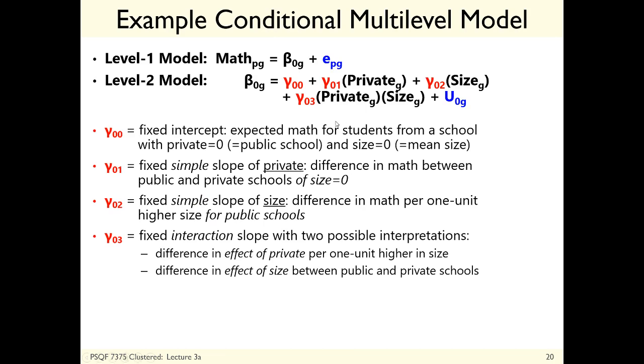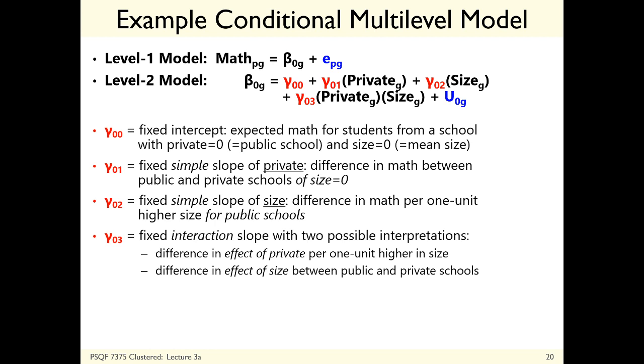So what would each of these things mean in this model? Well, gamma 00 would be my fixed intercept. As before, intercepts are conditional on the 0 values of all the predictors. So this would be expected math for a student from a public school of size 0, so grand mean in this case if I've centered at the mean. Gamma 01, given the interaction term, is the difference between public and private, specifically for 0-size schools. Gamma 02 is the difference per unit size for public schools. And then gamma 03 we can talk about as how the difference between public and private varies by size, or how the effect of size varies by public versus private.